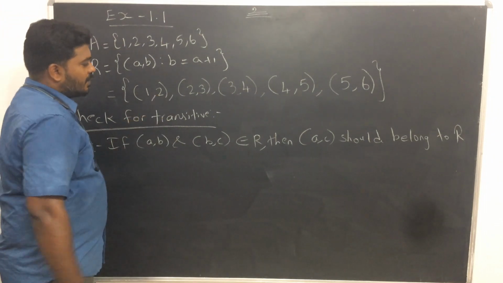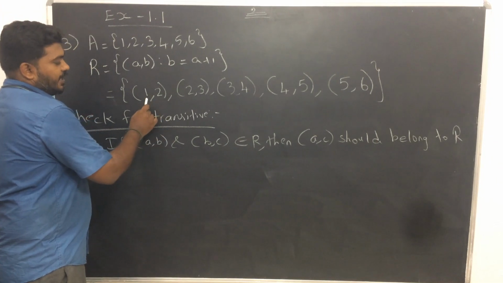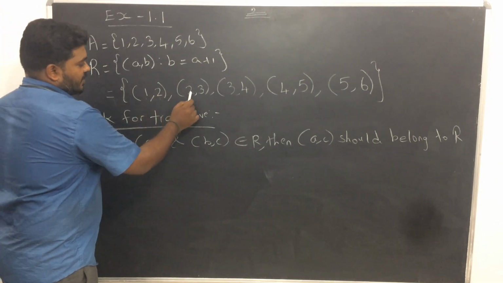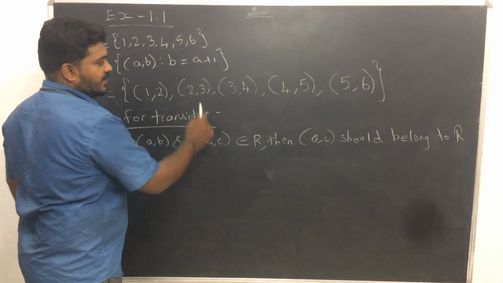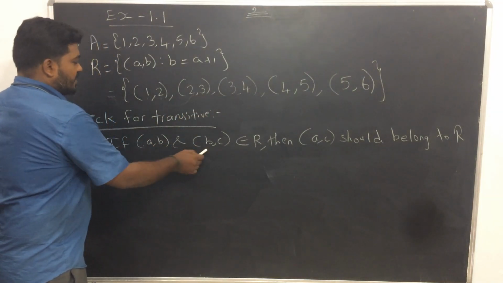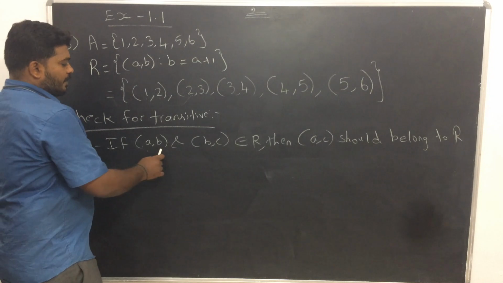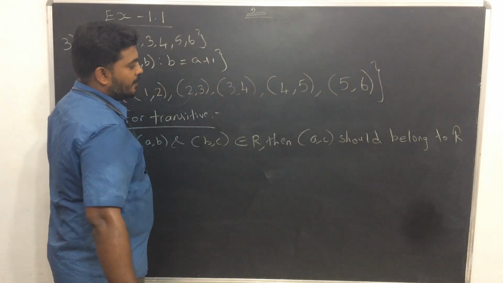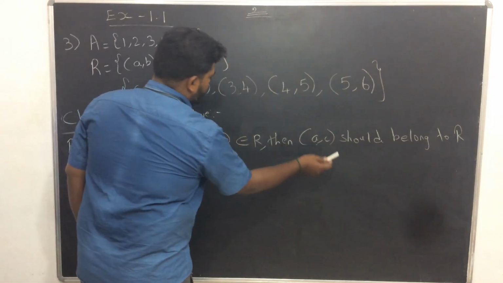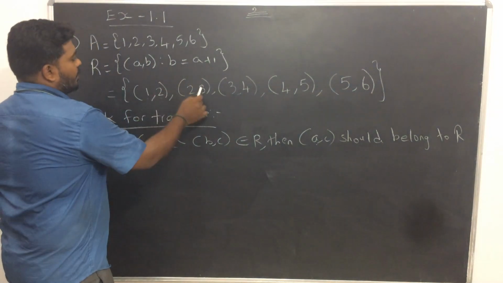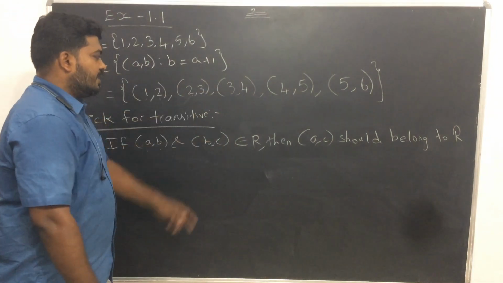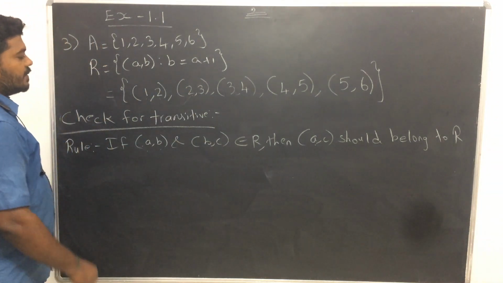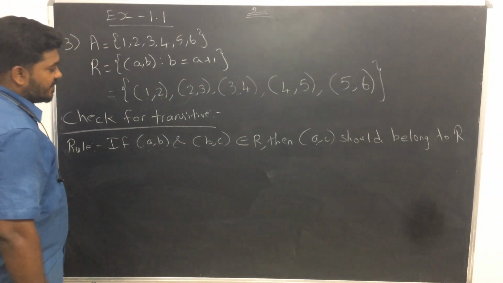Take (1, 2). Here this is A and this is B. Because we have (2, 3), this is B and this is C. So this first condition is satisfied. (A, B) is there, (B, C) is there. Now we will check for (A, C). Do we have (1, 3) in the relation? No. Since we do not have (1, 3) in the relation, we will say this relation is not transitive.